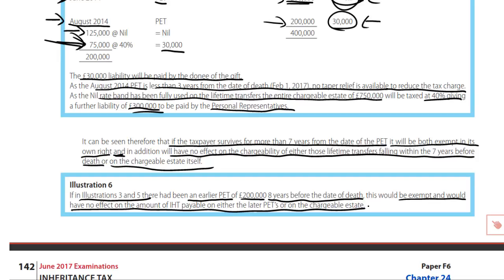So even though the 8 year ago PET would be within 7 years of those two PETs that were made in 2014, their tax would be unaffected by the existence of this earlier PET. So we only put into our computations those PETs made within the 7 years before the date of death.